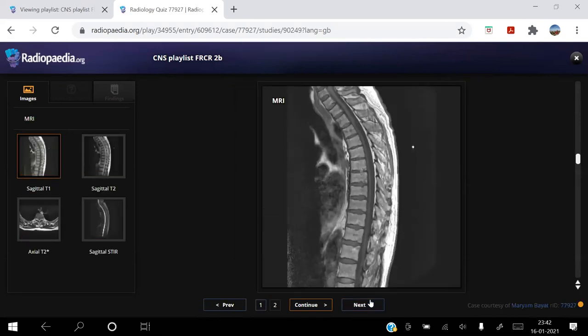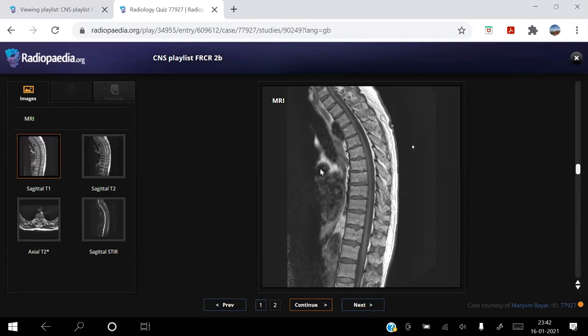There was no history for this patient. These are the selected images of sagittal T1, T2, and STIR images, axial T2 images. The spine shows multiple Schwann's node. The vertebrae appear normal signal.